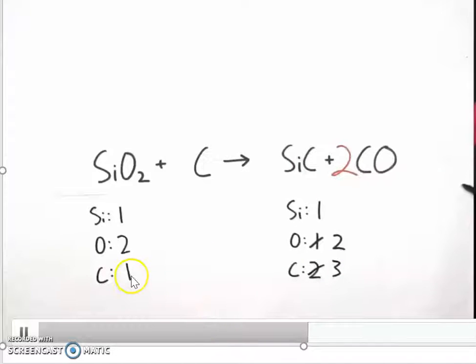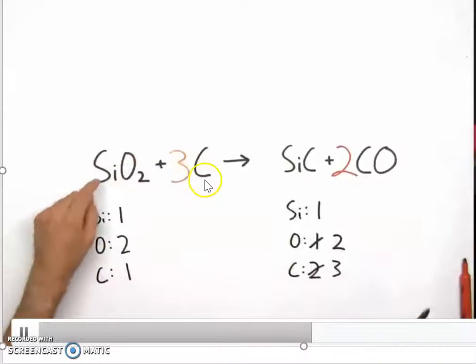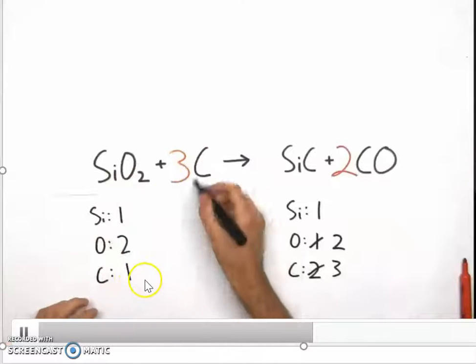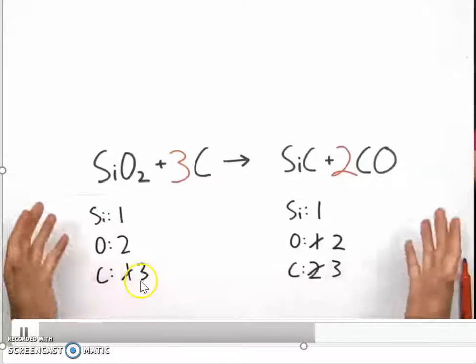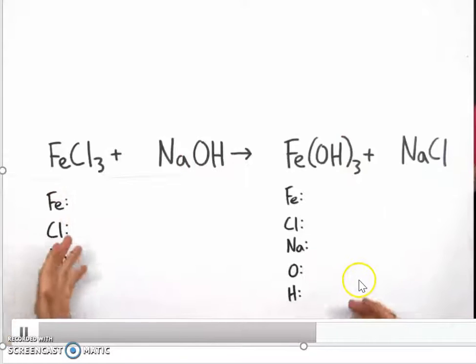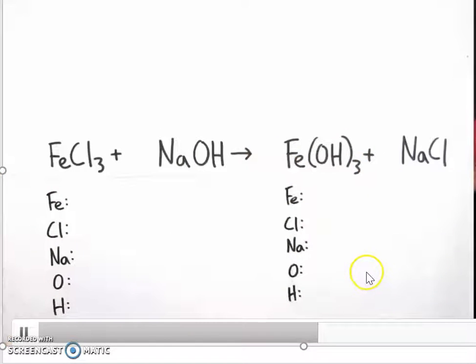So what are we going to do? Very easy. Since carbon is 3 here, let's just put 3 as the coefficient of carbon in the reactant side. So this time, there will be 3 moles of carbon in the reactant and in the product side. Another example. Okay, let's have more examples.